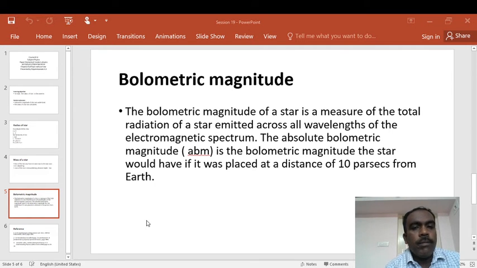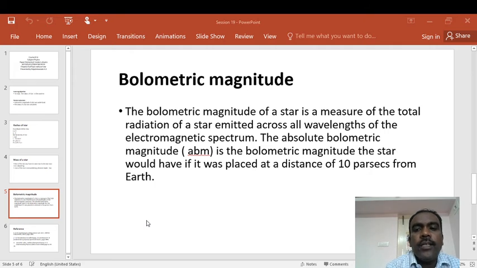Next one is bolometric magnitude. So what is a magnitude? Magnitude is the unit to measure the brightness of the star. What is an apparent magnitude? The brightness of the star that appears to us is called apparent magnitude. It is denoted by a small m.